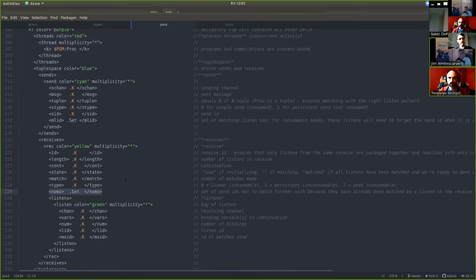And so the other thing that I need to keep track of is, I'm calling it state here, but basically it's some component of the receive, and what it's going to do is essentially tell me if this particular receive is looking for sends to match with the listens that it has, or if it has matched all of its listens and now it's ready to go into a reduction and have a com event occur. That's basically what's happening with that cell.